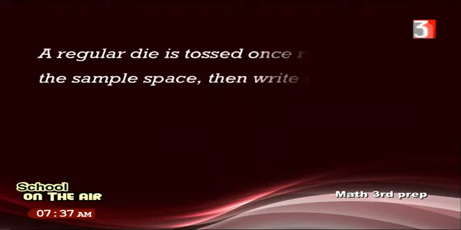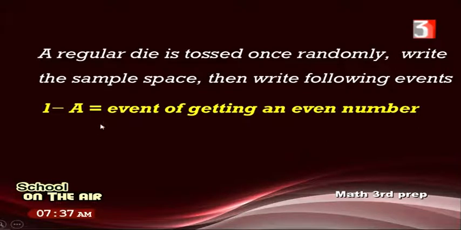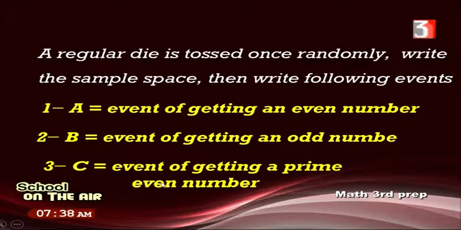For example, a regular die is tossed once randomly. Write the sample space. Then write the following events. First, A, the event of getting an even number. B, the event of getting an odd number. C, the event of getting a prime even number, prime and even number.